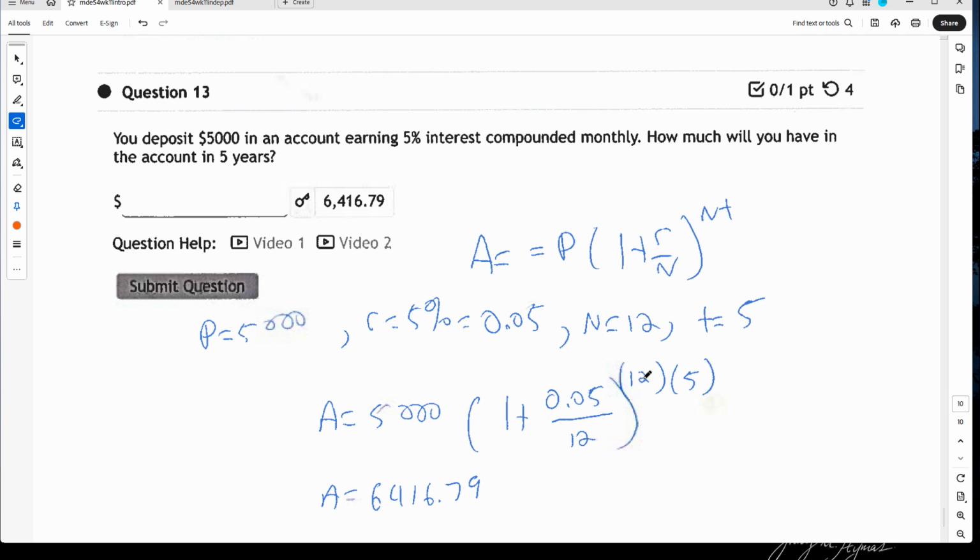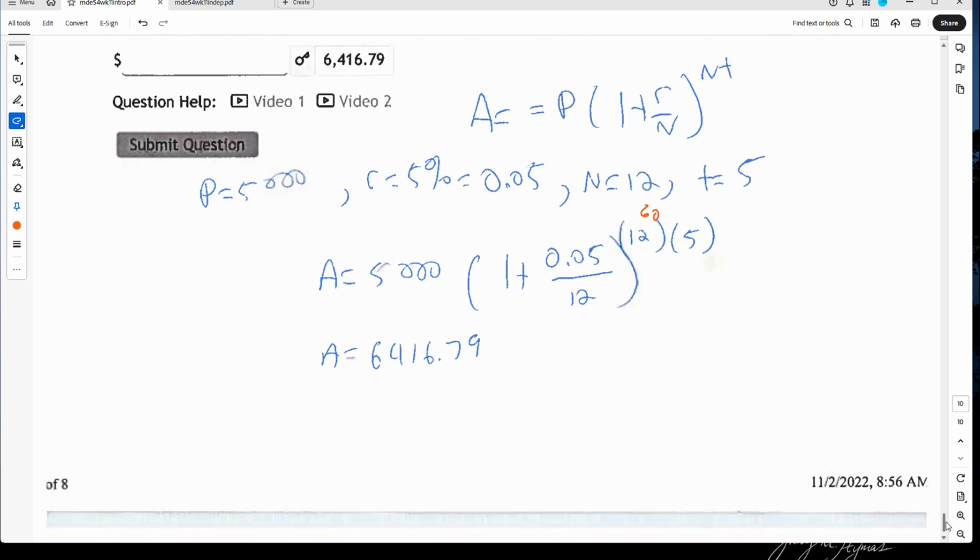Don't forget that you have to multiply 12 times 5, which is 60. So everything is being raised to the 60th power. And your future value is $6,416.79. And that is the end of that particular part.